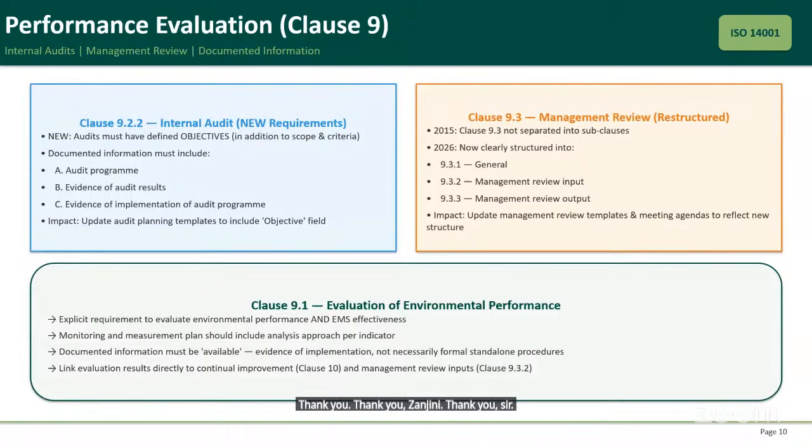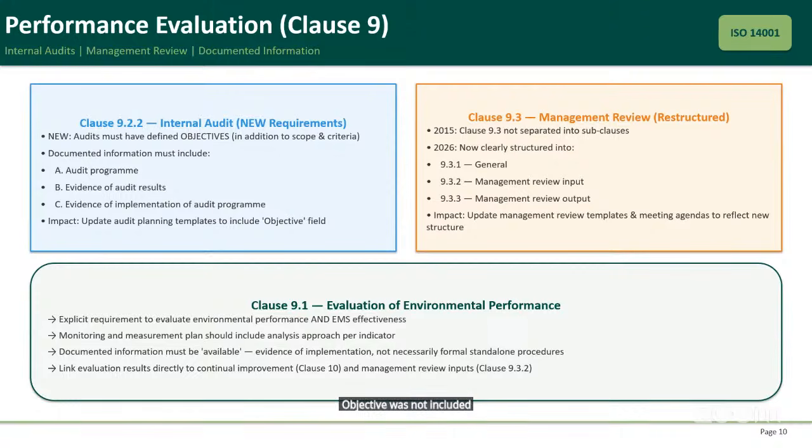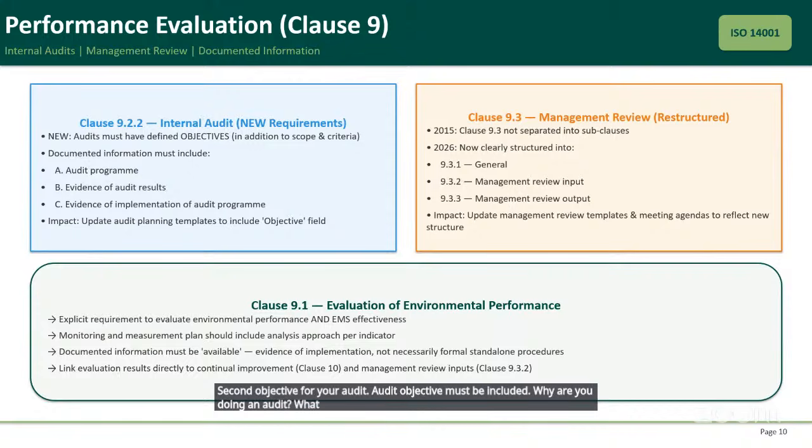Then documented information must include the audit program, evidence of the audit program, and evidence of implementation of the audit program. Then update the audit planning template to include objective. Before, under the ISO 14001 standard, objective was not included. It now says that you must set an objective for your audit. The audit objective must be included. Why are you doing an audit? What's the reason behind this particular audit?